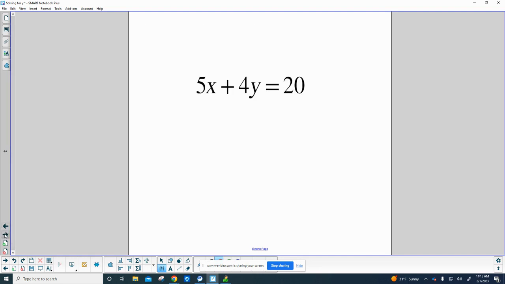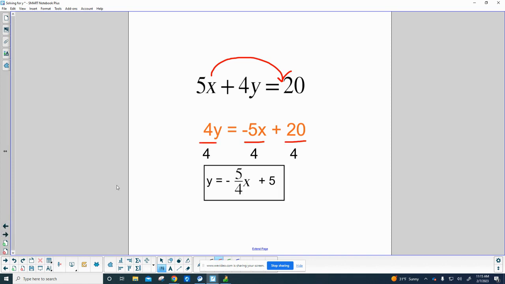All right, let's try another one. We're going to move 5x to the other side to put it behind the equal sign so it's in slope-intercept form. Only in this case, we have a 4 still in front of the y, so we have to divide everything by that 4. And as we finish it off, we notice 4 divided by 4 is 1y, and negative 5x over 4 becomes negative 5/4 x, which in this case will be our slope, and 20 divided by 4 is 5. So this equation has now been solved for y, and it's ready to be graphed.